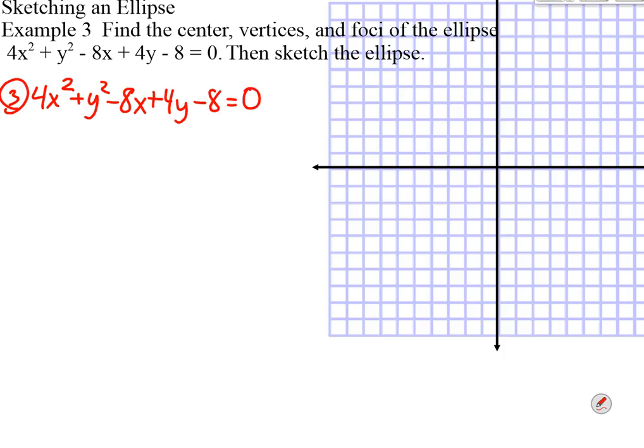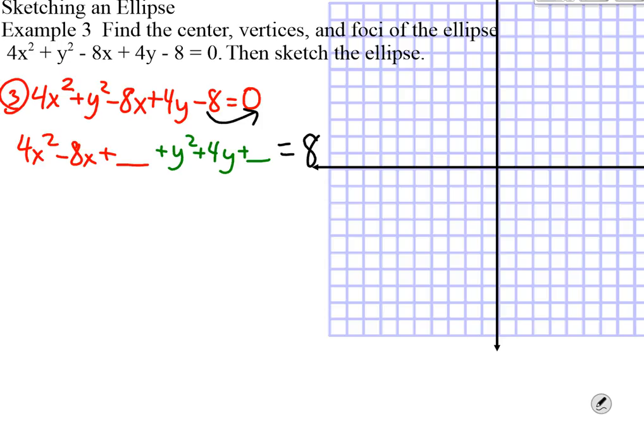And yesterday we said we're going to separate these into x things, y things, and then on the other side of the equal sign we'll put any numbers. So we're going to regroup them. I'll use color again. So I have 4x squared minus 8x, and then I'll put my plus blank because we're going to complete the square. And then plus y squared plus 4y plus blank, because we're going to complete the square there as well, equals, and I'll move that 8 over, so I'll add 8. So that's equal to 8.